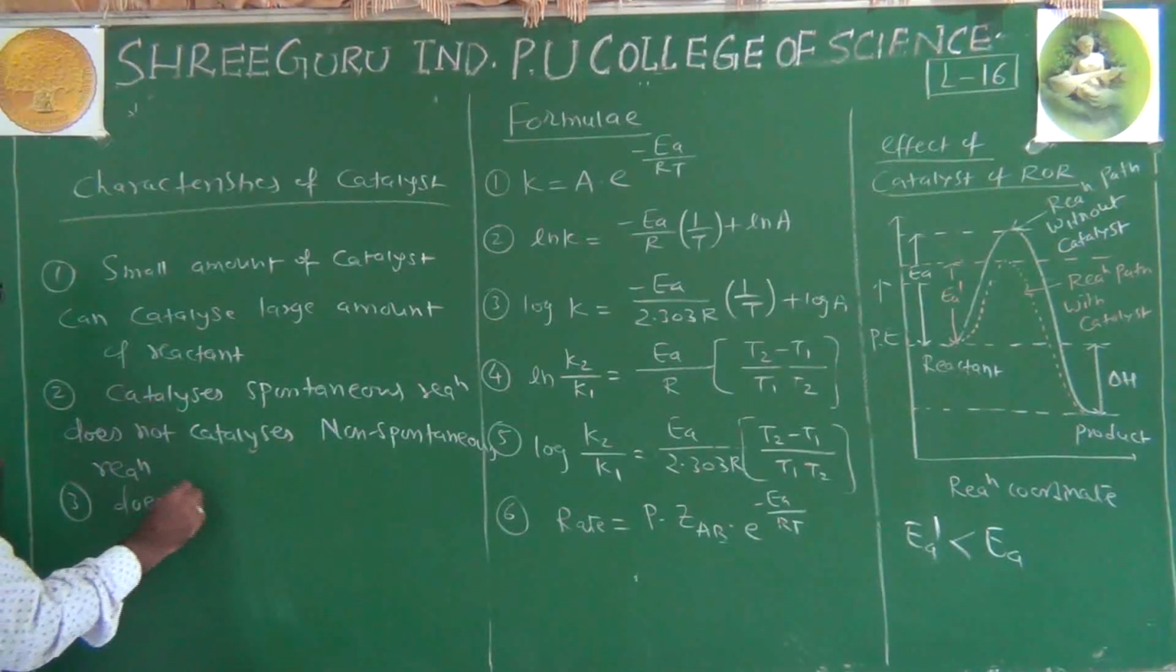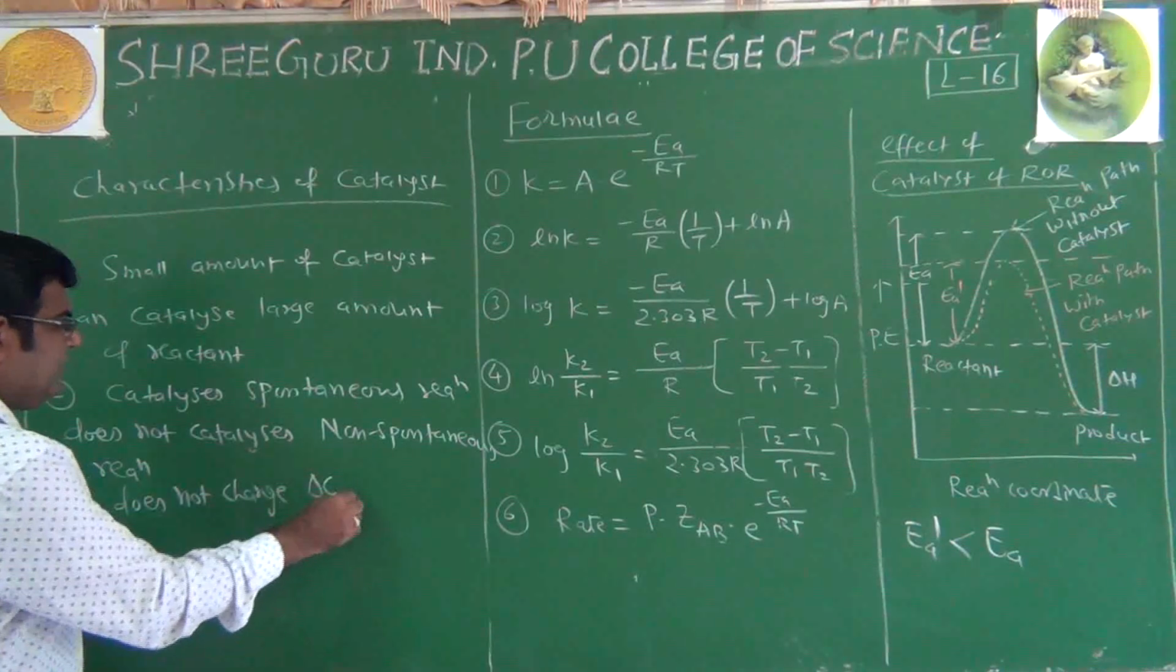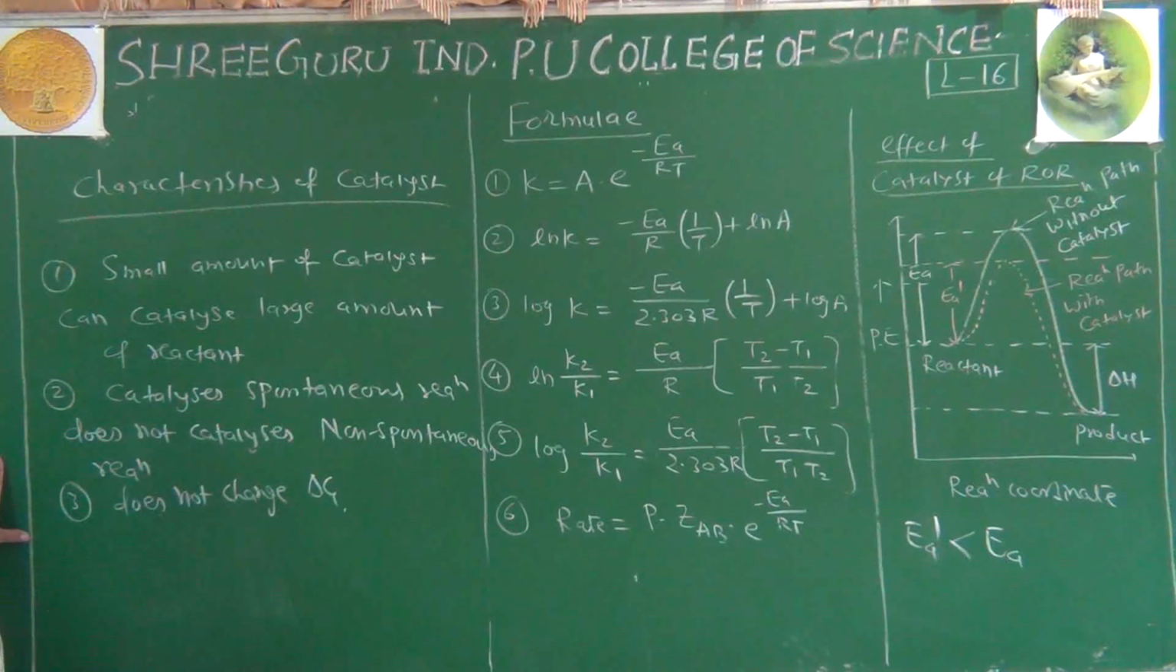It does not change delta G, the free energy change. That's why I said if it is positive, it will be positive. The catalyst won't make it negative.